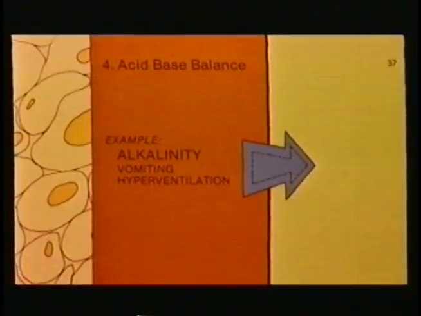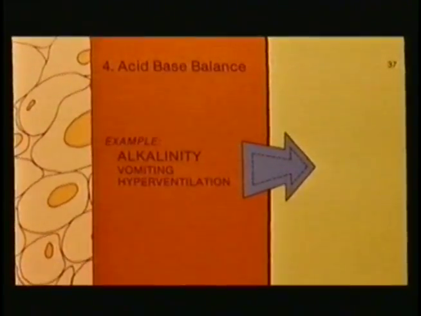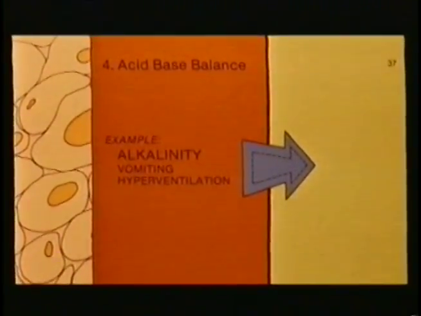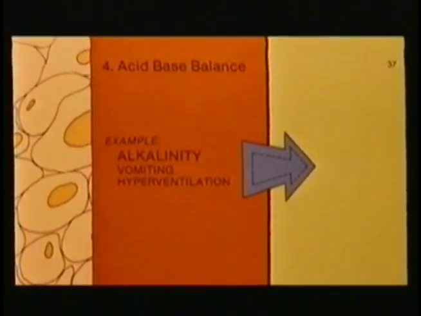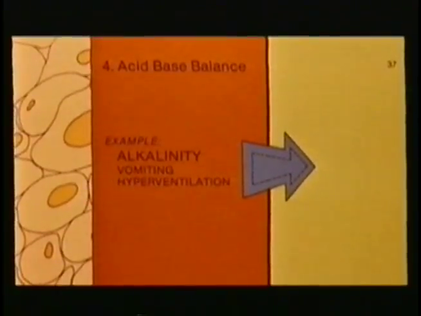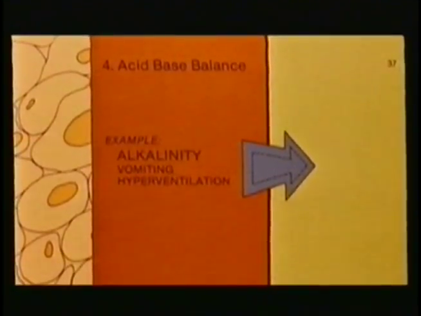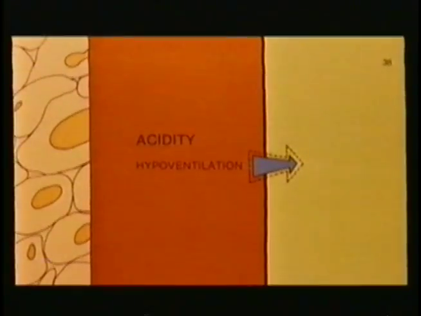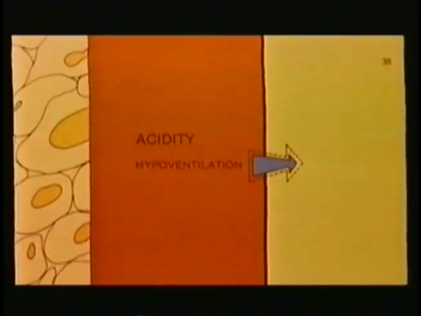Acute changes in acid-base balance leading to increased alkalinity of extracellular fluid result in increased rates of potassium excretion. For example, potassium excretion increases in severe vomiting or hyperventilation due to increases in alkalinity of the extracellular fluid. 38. Conversely, acute hypoventilation and its accompanying increased acidity of extracellular fluid results in a decreased rate of potassium excretion.